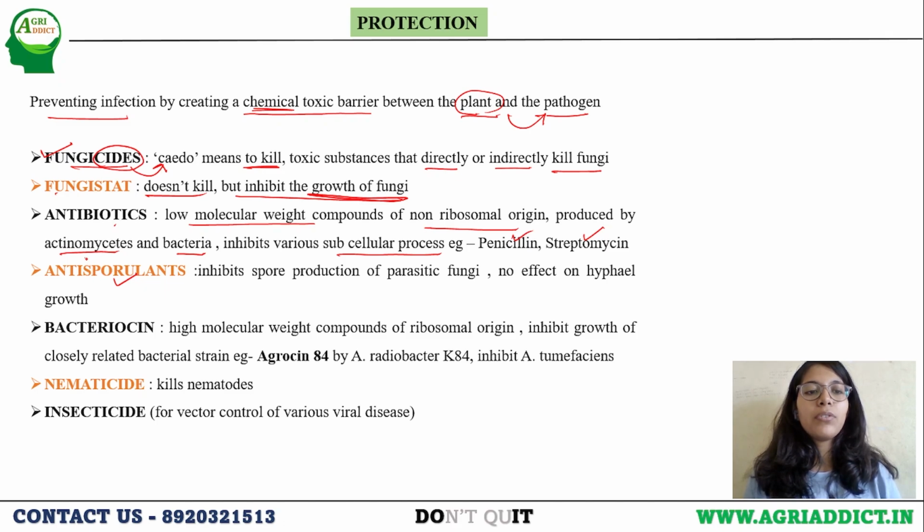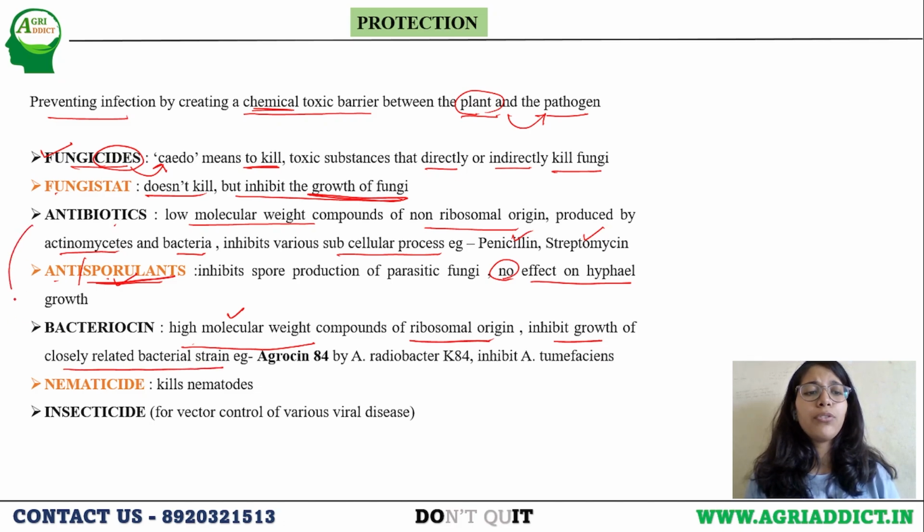Antisporulants. From this word, you can understand that it inhibits the sporulation of the fungi, that is spore production, but it does not affect the hyphal growth. Bacteriocin. Bacteriocins are high molecular weight compounds. They are of ribosomal origin. They inhibit the growth of closely related bacterial strains.